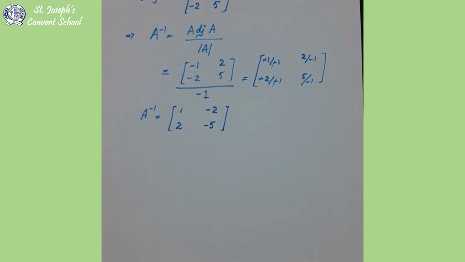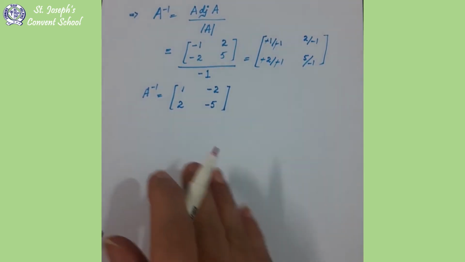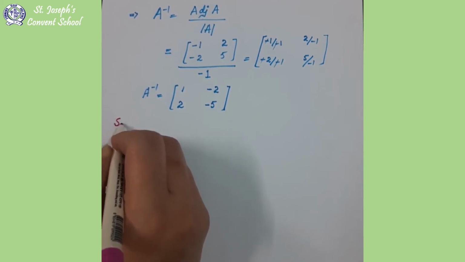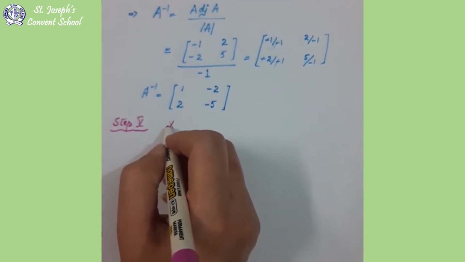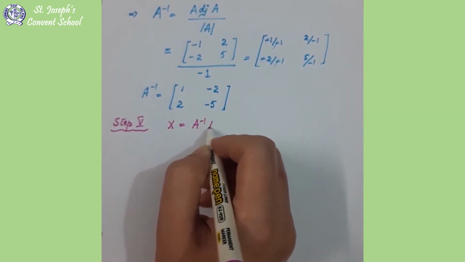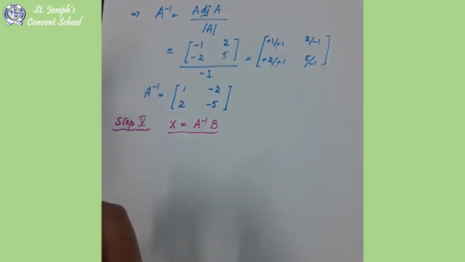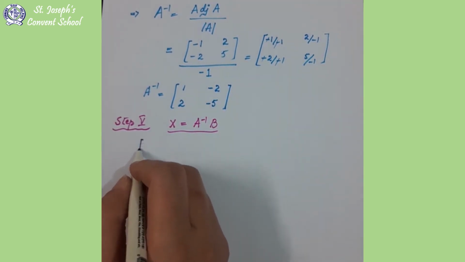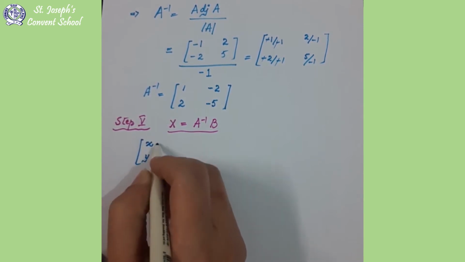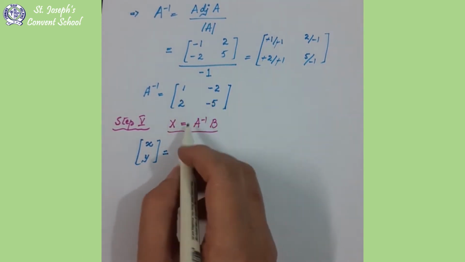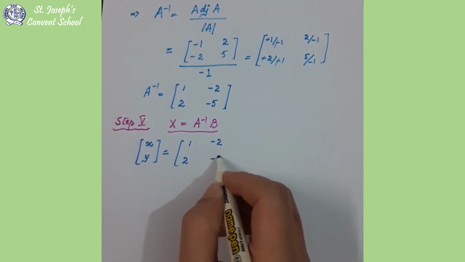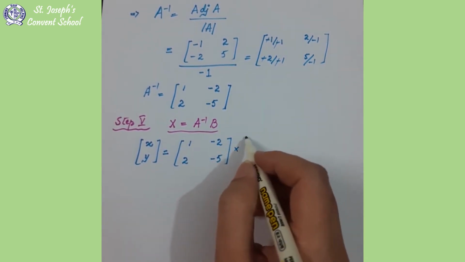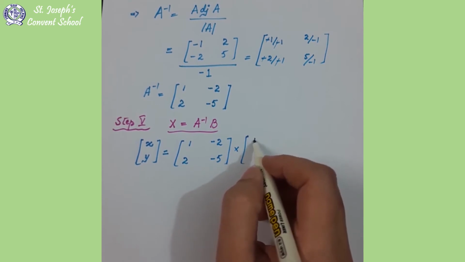Now the last step is to find X equals A inverse B. Now we are going to find the variables x and y. So the last step, step number 5, we will apply the formula X equals A inverse B. Now X is x and y, so x and y equals A inverse, which is this matrix, 1, -2, 2, -5, into B. Matrix B is the constant numbers, so the constants are 1 and 0.